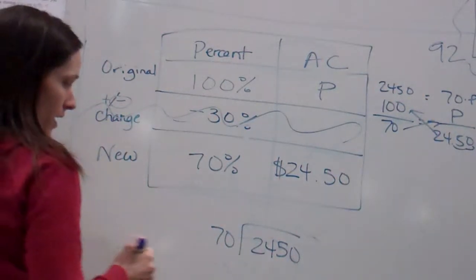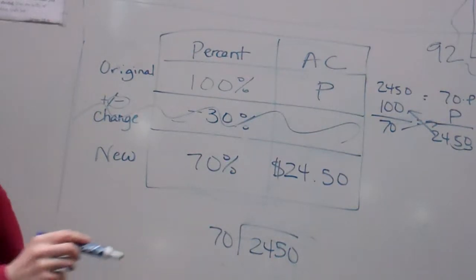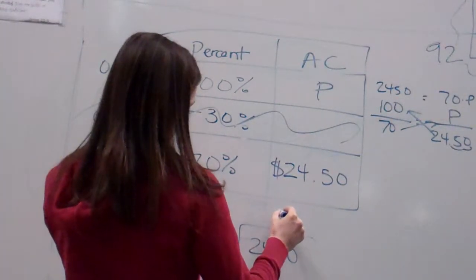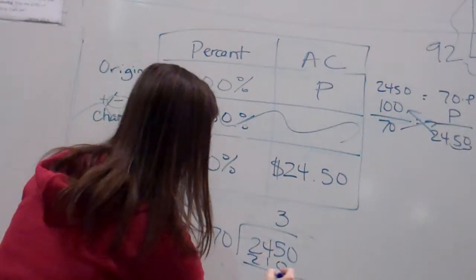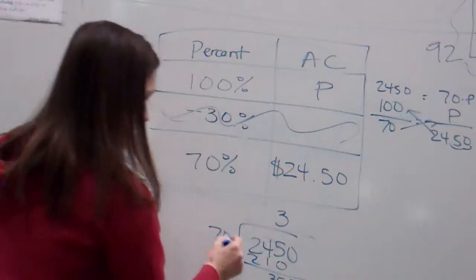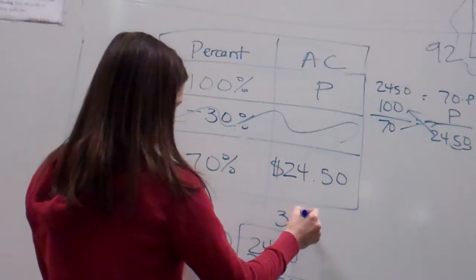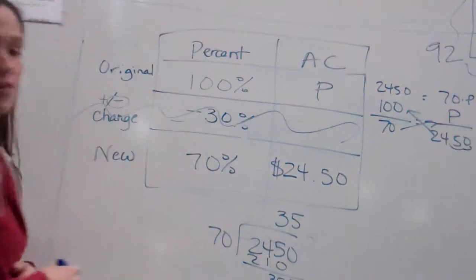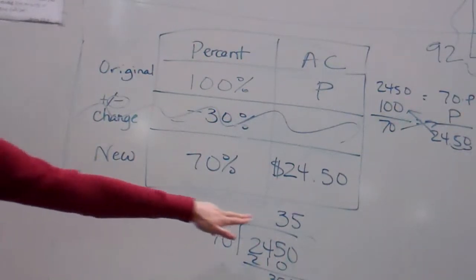Okay, 70 will go into 245 3 times, maybe 4 times, 3 times. Everybody else get the same thing I did? 7 will go into 350. 70 will go into 350 5 times. Yep. Did everybody get that? 35?